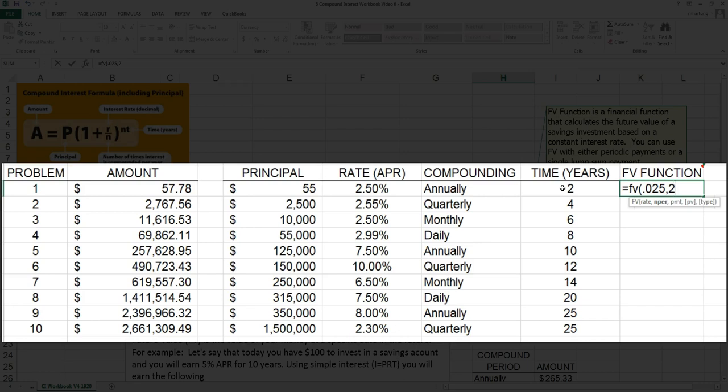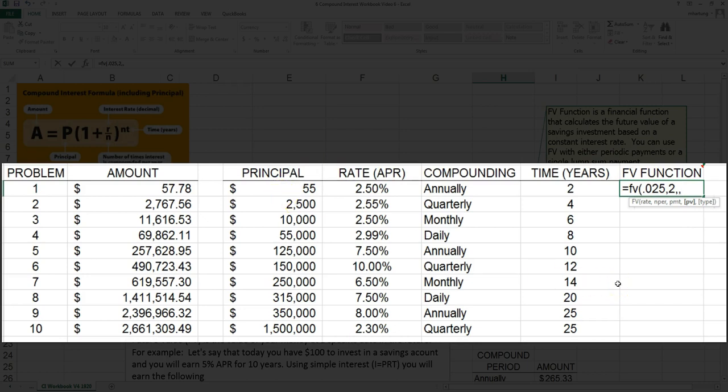PMT is payment. We're going to skip that for now. So we put a comma, and then to skip the payment, we just simply put in another comma to ignore that particular variable for now. And then you'll see our highlight went over to present value. What's the present value of the investment? How much are you starting with? And that's right here, the principal amount, which is $55.